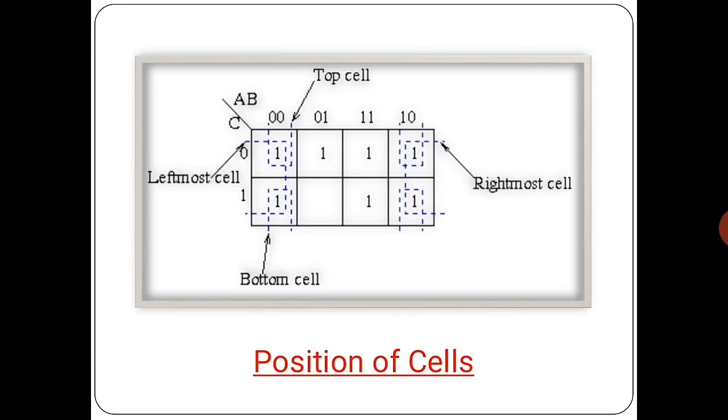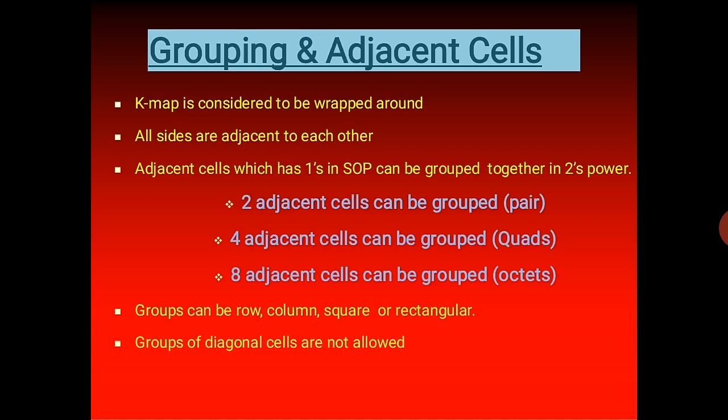And also the position of the cells. The leftmost cell is represented by the vertical order 0 0, and the rightmost cell will be 1 0 in the vertical order, and similarly the topmost cell and the bottommost cell. So now we have the same grouping under adjacent cells. What are all the things?